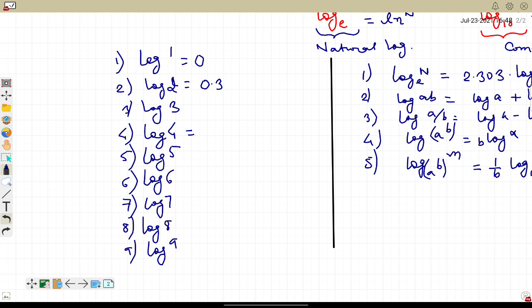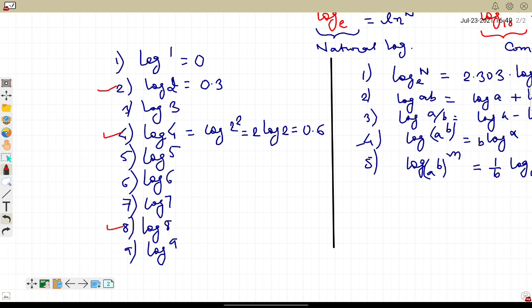So if you know the value of log 2, using it we can easily find the value of log 4, because log 4 can be written as log 2 raised to the power 2, or 2 times log 2. So 2 times 0.3 is equal to 0.6. For this we use the proof of the fourth formula. I hope this one is clear. So if you remember the second formula, then you can easily derive the fourth one.